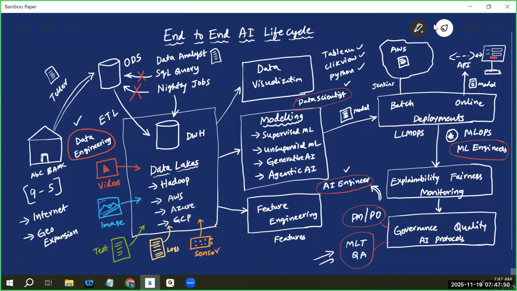Similarly, somebody who has a visualization background, somebody who is a data analyst, for them the data visualization engineer is the first entry point, and then eventually they can become a data scientist.